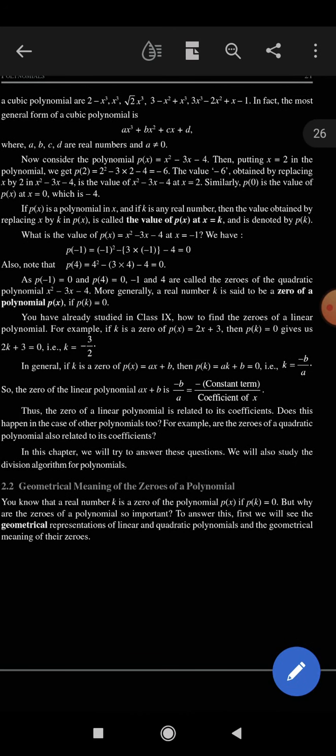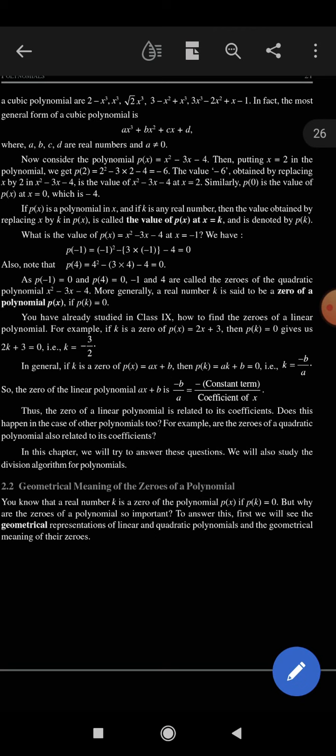Now consider the polynomial p(x) = x² − 3x − 4. Then putting x = 2 in the polynomial, we get p(2) = 2² − 3 × 2 − 4 = −6. The value −6 obtained by replacing x by 2 in x² − 3x − 4 is the value of x² − 3x − 4 at x = 2. Similarly, p(0) is the value of p(x) at x = 0, which is −4.